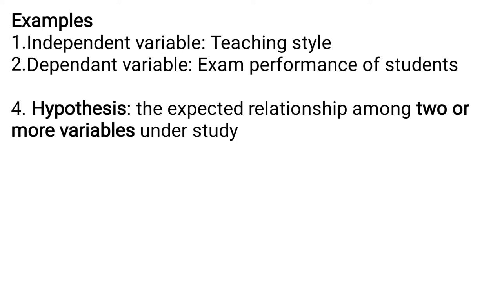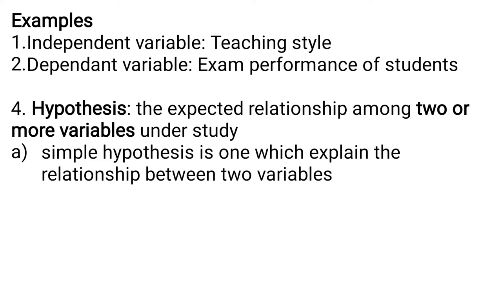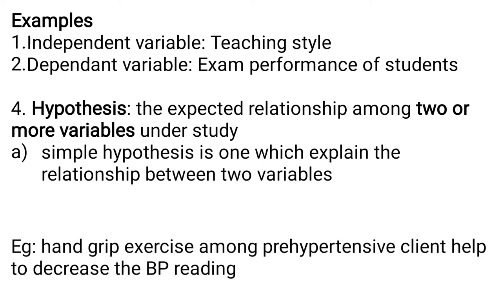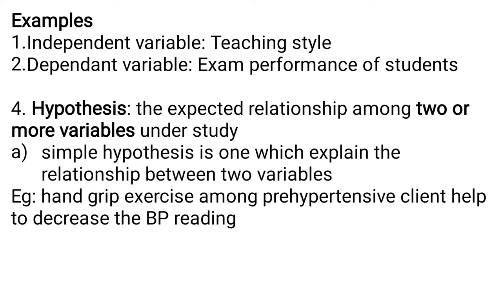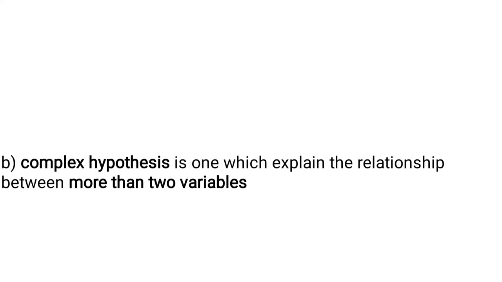Next one, hypothesis. The expected relationship among two or more variables under study is called as hypothesis. There are different types of hypothesis. Simple hypothesis, it is one which explains the relationship between two variables. For example, same example, hand grip exercise among prehypertensive client help to decrease the BP reading. It is helping to decrease. So here are the two variables.